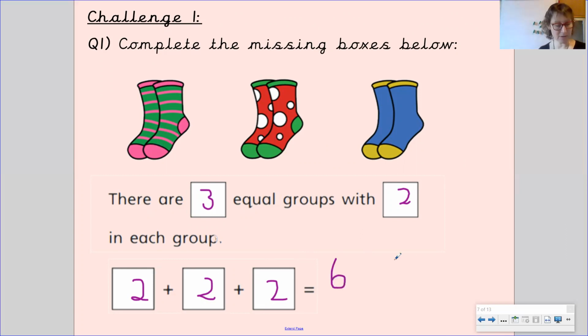So I am going to get rid of that because that's what you've got to do as your work. So you need to write the sentence, or get an adult or an older brother or sister, if they're happy to write that sentence for you, and you just fill in the blanks. So how many groups have you got and how many in each group? And then if you could write the repeated addition. So that's the first one.